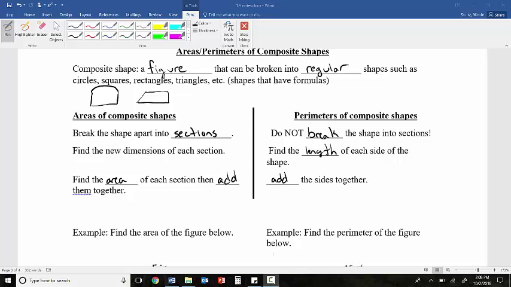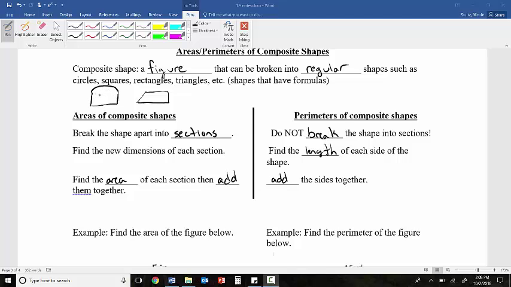For this part of the lesson, we're going to focus on what are called composite shapes, how to find areas and perimeter of those, and then we're going to do some work with shaded parts of areas, so kind of a busy time for us. So first off, a composite figure is basically something that can be broken into regular shapes.